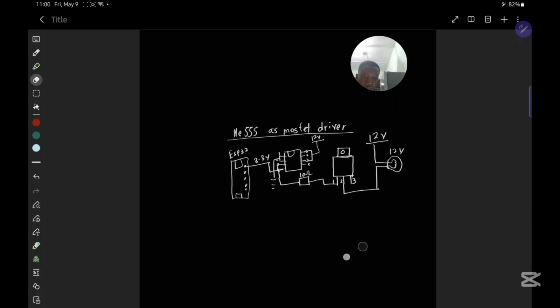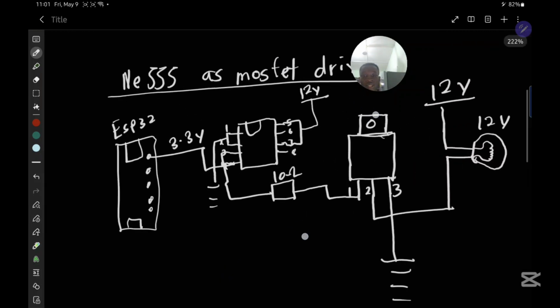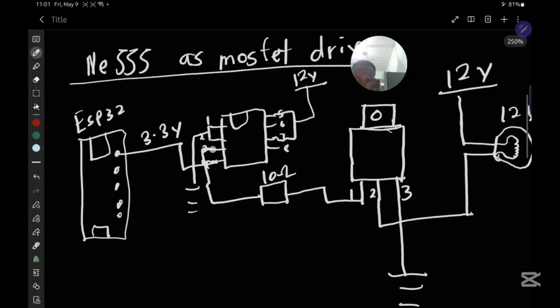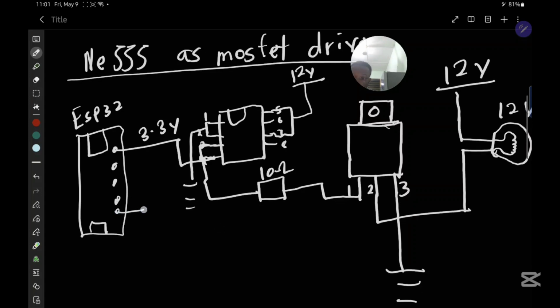Let's wipe this, and then we are going to connect our drain to ground. Now this circuit is complete, but what you have to do too is our ESP32 has to be connected to ground too, so a common ground for all of them. And then there you have it, we have our full circuit.